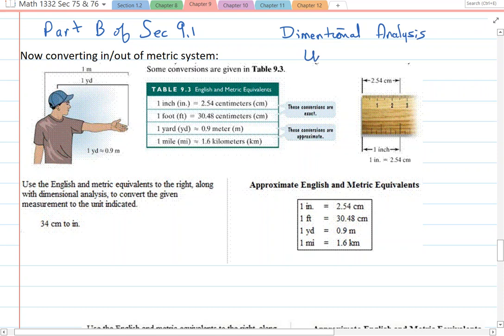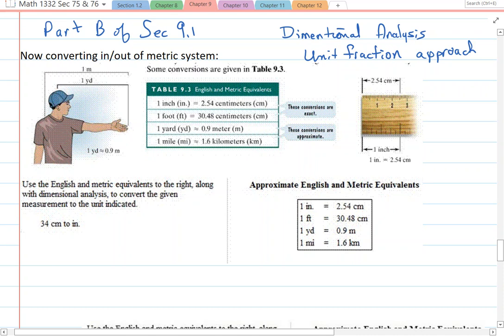with a unit fraction approach. All right. So here is 1 yard is approximately 9/10 meters. You can see that 1 yard is almost all of the meter.